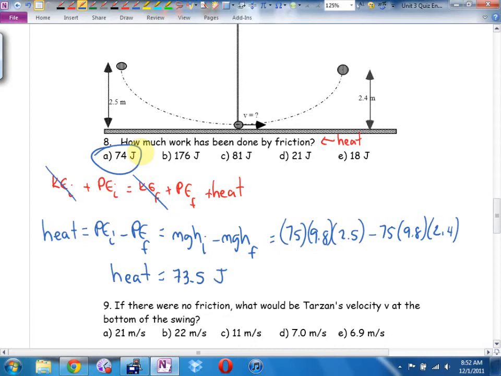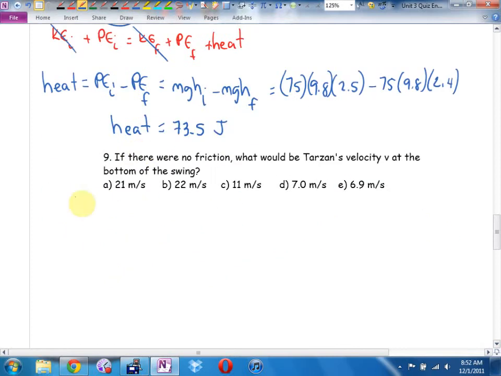Number 9. Now, if there was no friction, what would Tarzan's velocity be at the bottom of the swing? Is there a change in height? Yeah, and a change in speed. I'm going to use conservation of energy. Kinetic energy initial plus potential energy initial equals kinetic energy final plus potential energy final. No heat. And again, I think initial kinetic is zero, and at the bottom of the swing, final potential is zero because you're on the ground. I think I can go mgh initial equals a half m v final squared.